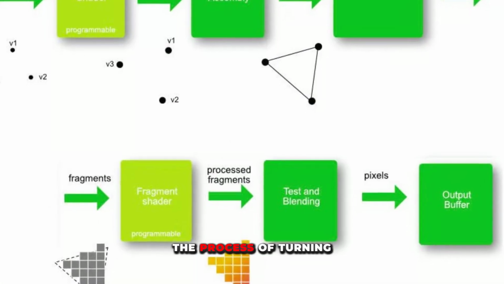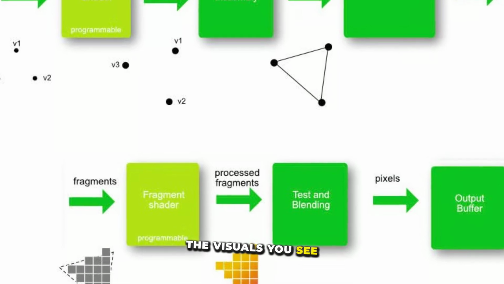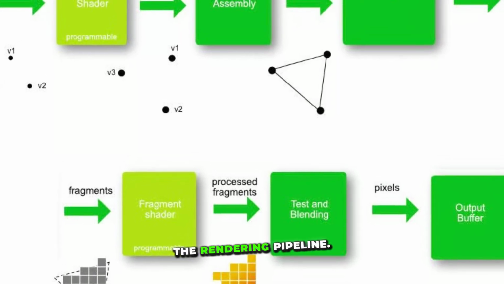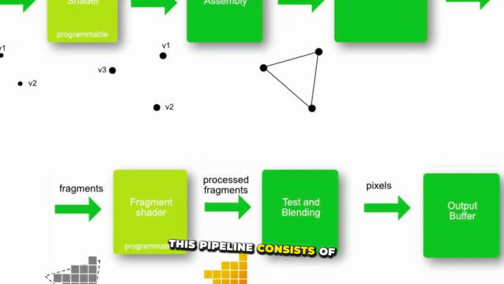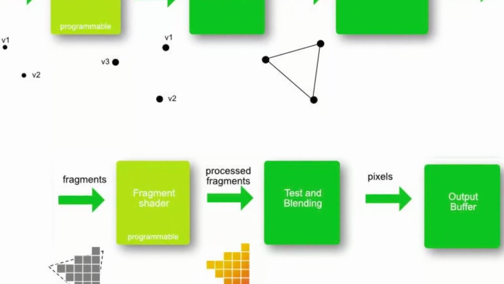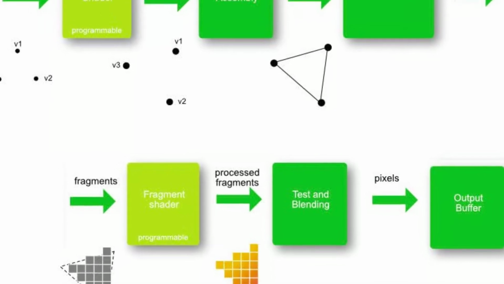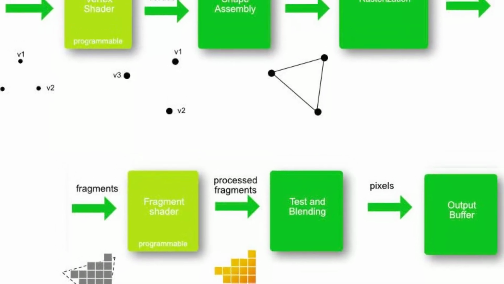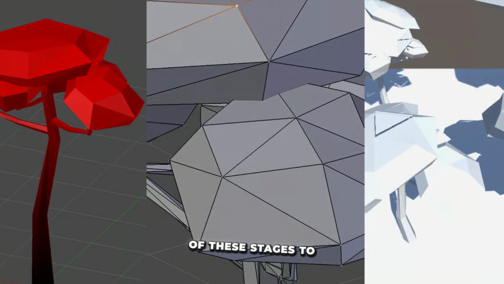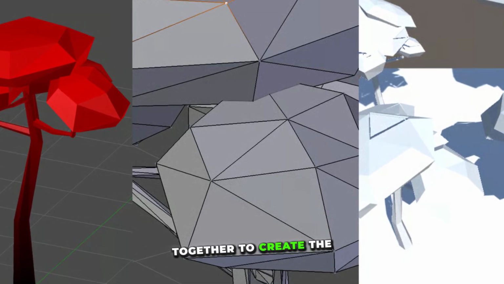The process of turning these mathematical constructs into the visuals you see on screen is called the rendering pipeline. This pipeline consists of three main stages: vertex shading, rasterization, and fragment shading. Let's break down each of these stages to understand how they work together to create the final image.